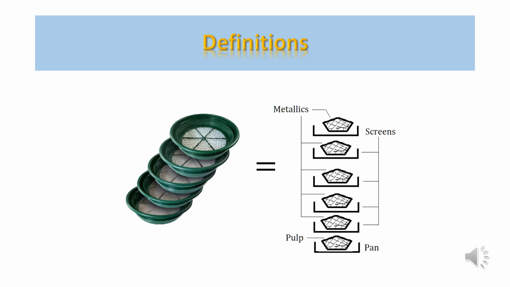The diagram on the right-hand side is a representation of those screens. On the very top screen, you'll see you have some material inside the screen. Any material that's left inside the screen is referred to as metallics. The stuff that falls through the screen right down to the very bottom pan is known as pulp. So as you can see in this diagram, each screen has metallics in it. The very bottom one is the pulp.